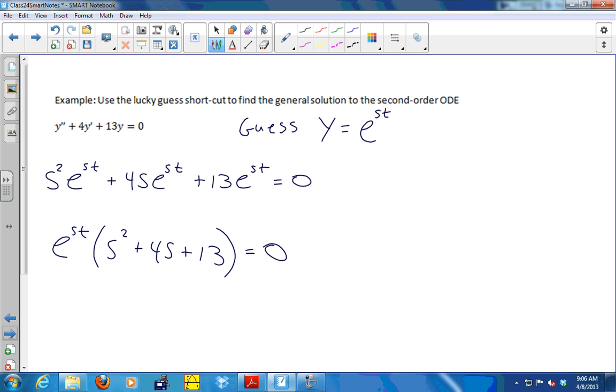Yes? If it doesn't equal 0, can you still do it? No, we can't use this method. Well, remember when we started solving non-homogeneous linear equations, just a single equation, first order? First you solve the associated homogeneous, then you find a particular solution to the non-homogeneous, then you add them together. So it's the same procedure here if the right-hand side isn't 0. We're going to talk about it in chapter 4.